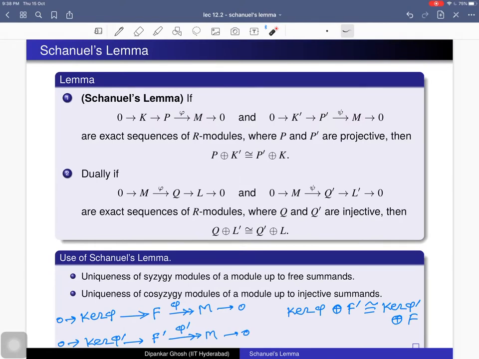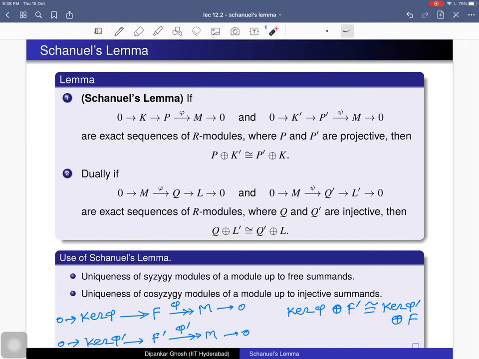So in this situation, this lemma says that we have an isomorphism like this: P direct sum K prime is isomorphic to P prime direct sum K. And dually we have this statement.